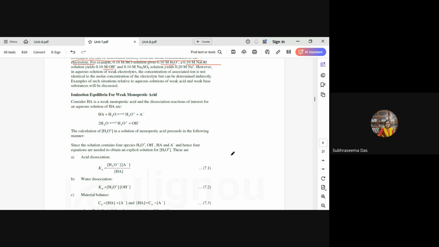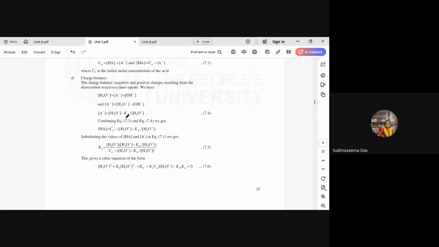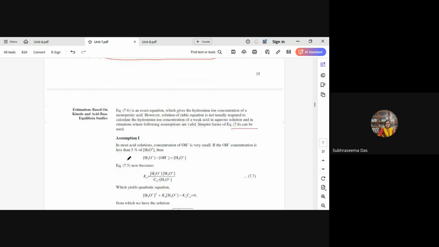Then coming to ionization equilibria for weak monoprotic acids. Suppose we have a weak acid HA, which on dissociation forms H3O plus and A minus. The acid dissociation and water dissociation have all been considered, and finally it gives a cubic equation of this form. Here equation 7.6 is an exact equation. It gives the hydronium ion concentration of a monoprotic acid. Simpler forms of this equation are used.